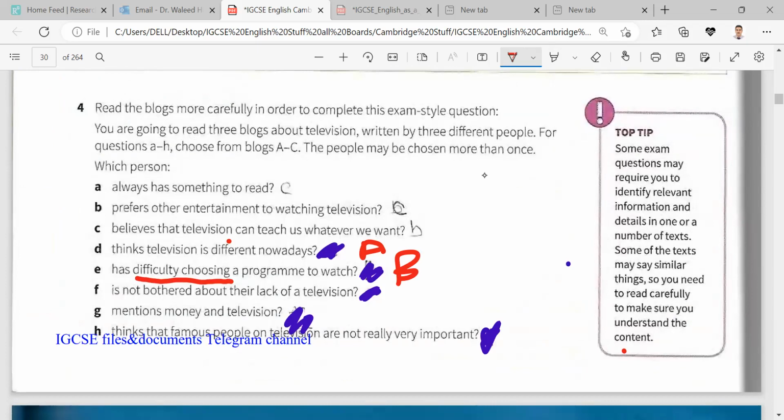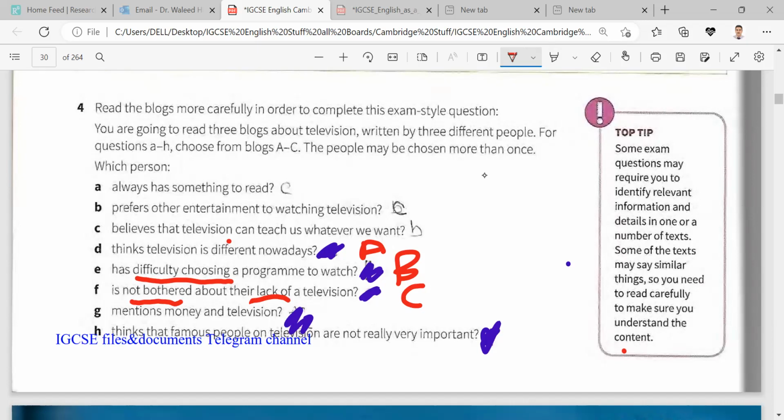Okay, what about F, Khalid? C. What? B? No, I said C. C. What does it mean? He is not bothered about the lack of a television. Not annoyed. What does the lack mean? Perfect, Khalid. Lack, like a little amount, a low amount, not having. Well done, perfect. So you are right. C.